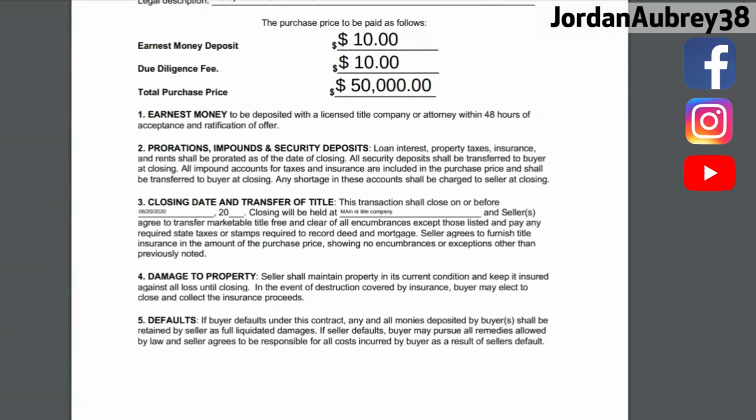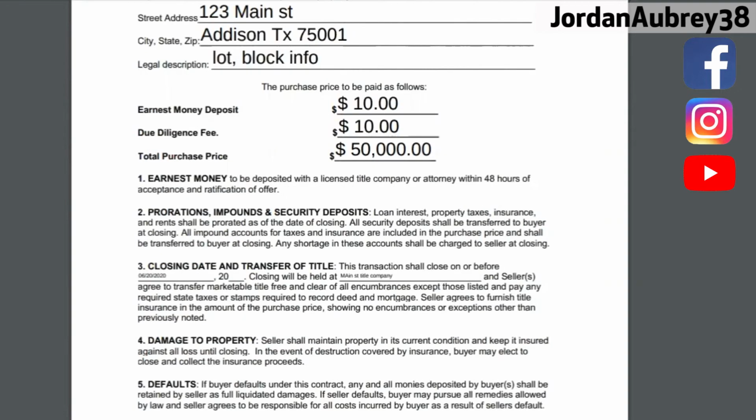And then total purchase, that's self-explanatory, guys. That's what we're actually buying the property for. So total purchase is $50,000. We don't put cash here because sometimes we use hard money lenders. So just put the 50 grand and keep on rocking and rolling. But it's definitely an easy way to write up the contract and get it all squared away.